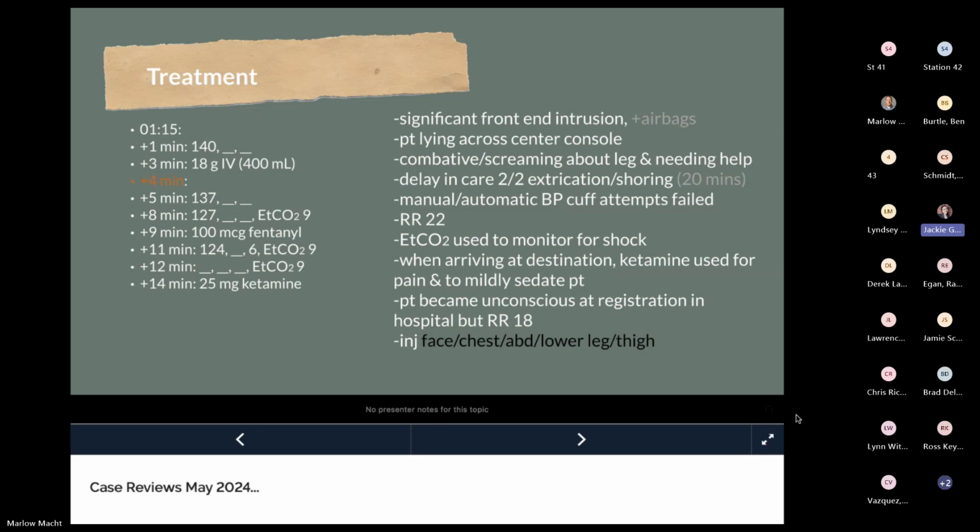At 11 minutes, they reobtained vital signs, heart rate 124. They documented a respiratory rate of 6 and end tidal of 9. At 12 minutes, they documented end tidal of 9. And at 14 minutes, they arrive at the hospital and they state, when arriving at destination, ketamine used for pain and to mildly sedate patient. So they gave 25 milligrams of ketamine. They also document in their narrative that the patient became unconscious while being wheeled to registration in the hospital, but his respiratory rate was 18. And in their charting, they documented that the patient had facial, chest, abdominal, and lower leg and thigh injuries from his motor vehicle crash.